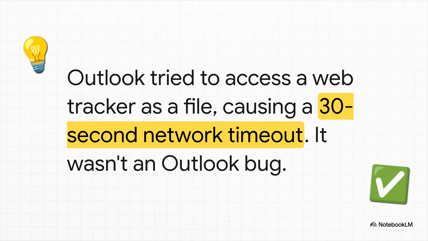Deep inside the email's code was a tracking image, but its address was written to look like a local file path. So Outlook tried to access it, thinking it was on a local server. But that server didn't exist, so it just sat there, waiting and waiting for the network request to time out. And the default timeout? 30 seconds. It wasn't an Outlook bug at all. It was just a badly formed link in an email.